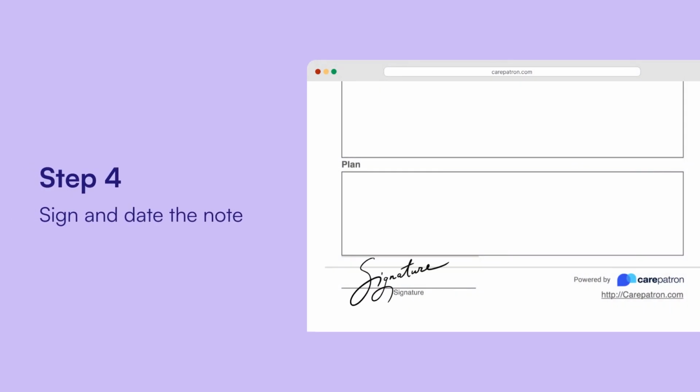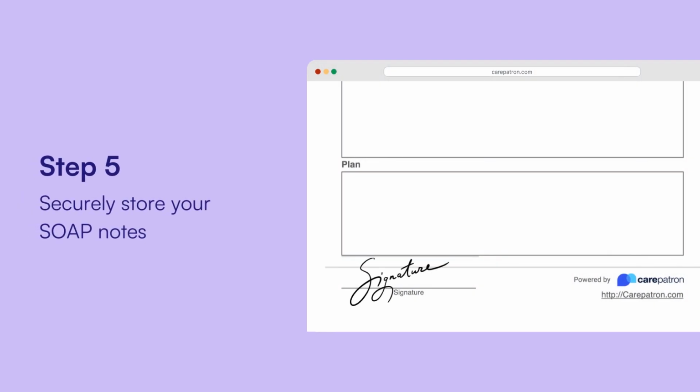Sign and date the note. At the bottom of the SOAP note, include your signature and today's date for authorization purposes. Securely store your SOAP notes. Once you've completed the entire SOAP note, make sure that you securely store it, ideally within a practice management software.